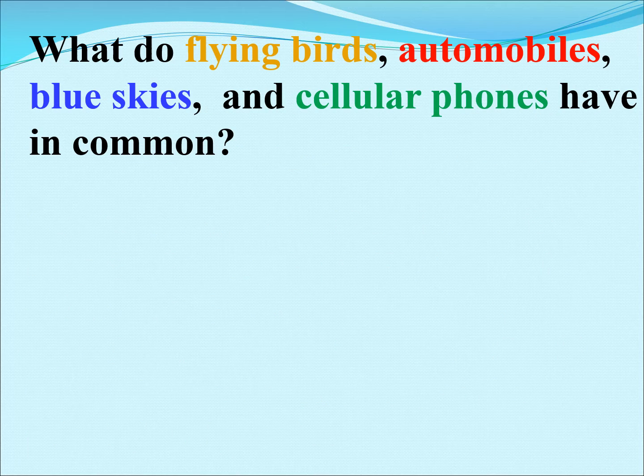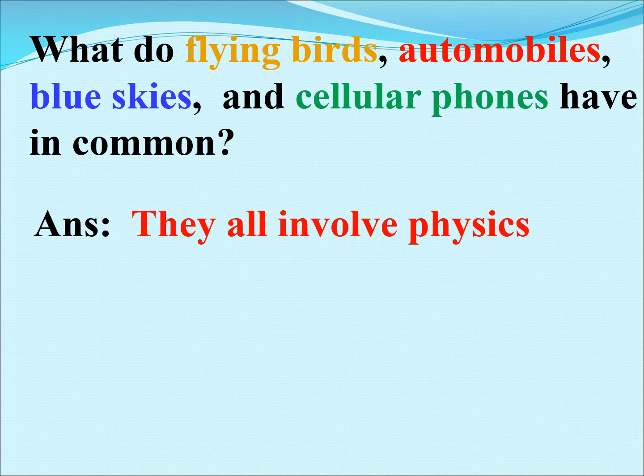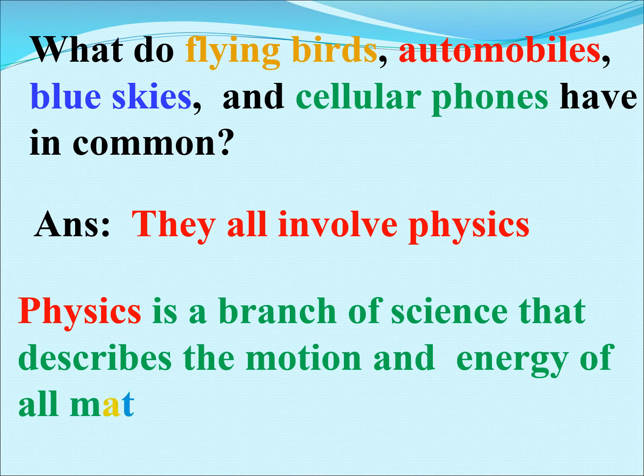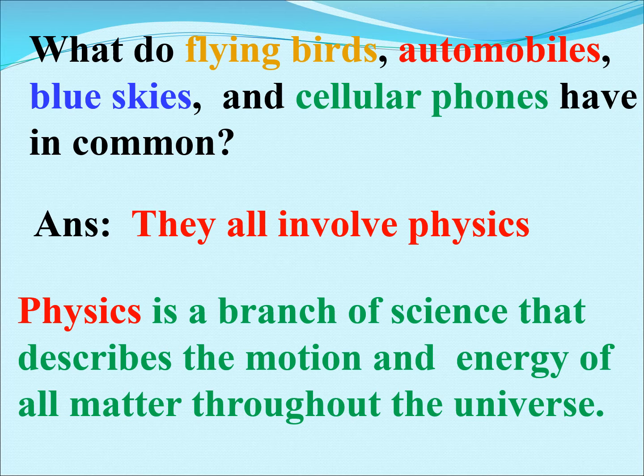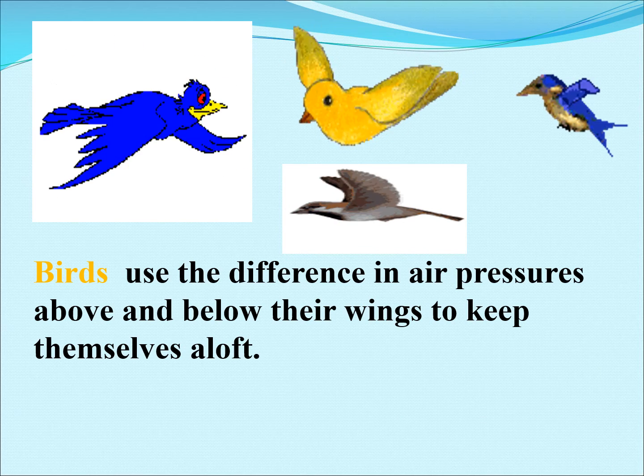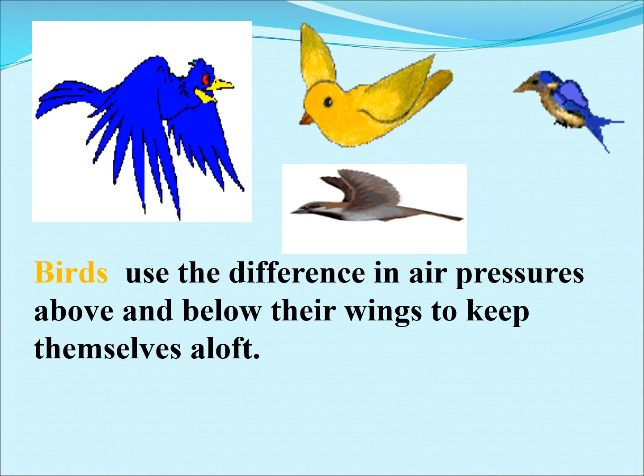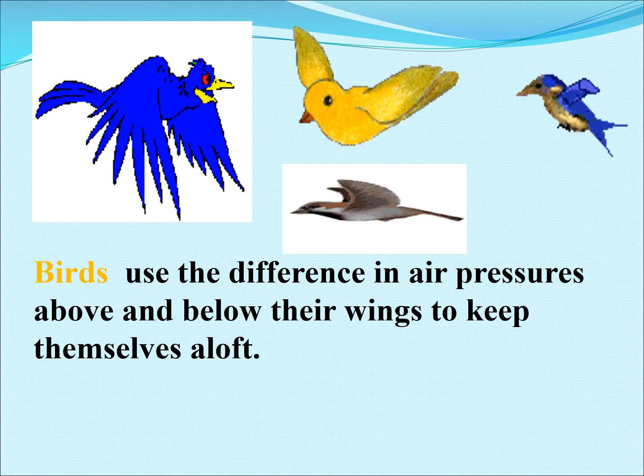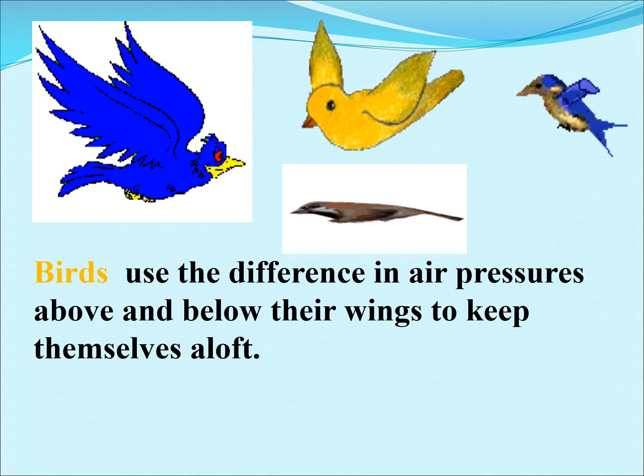What do flying birds, automobiles, blue skies, and cellular phones have in common? The answer is, they all involve physics. Physics is a branch of science that describes the motion and energy of all matter throughout the universe. Birds use the difference in air pressures above and below their wings to keep themselves aloft.